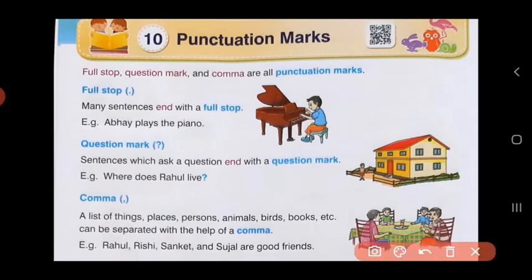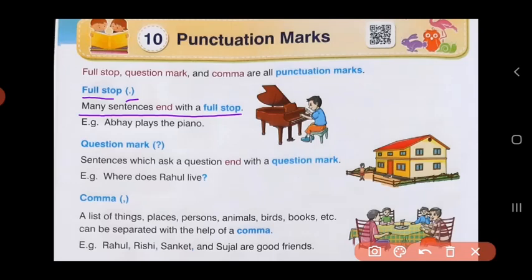Let's start. Full stop, question mark and comma are all punctuation marks. You must have already learnt how to use these three. Let us still revise them one by one. Let's start with full stop. And how is full stop written? A dot. And where do you use full stop? At the end of the sentence. So many sentences end with a full stop.